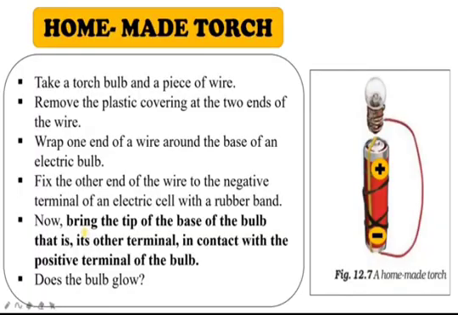Now let's go to the homemade torch. So children, what is a homemade torch? If you have a cell like this, and you connect it with a wire and an electric switch, you can simply make a homemade torch. Fix the other end of the wire to the negative terminal of the electric cell with a rubber band. Now bring the tip of the base of the bulb, that is its other terminal, in contact with the positive terminal of the cell. Will the bulb glow? If it connects the two terminals properly, then the bulb will glow. If it is not connected properly, it never glows.